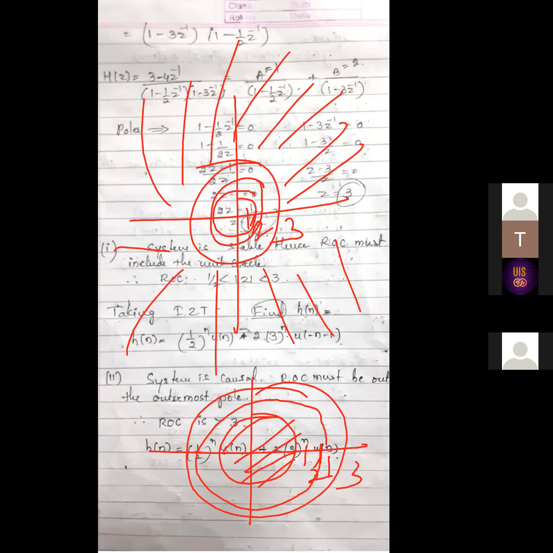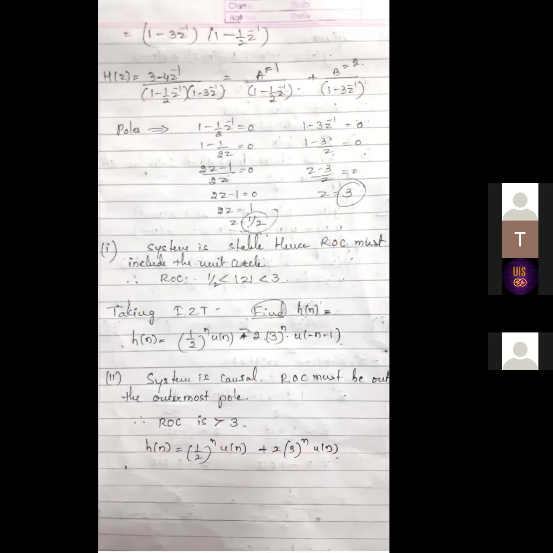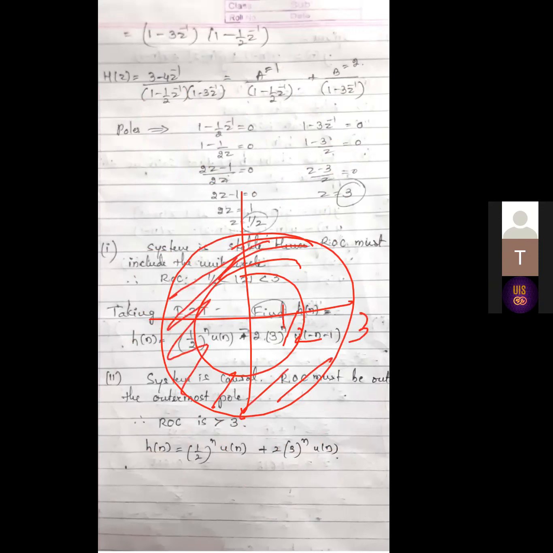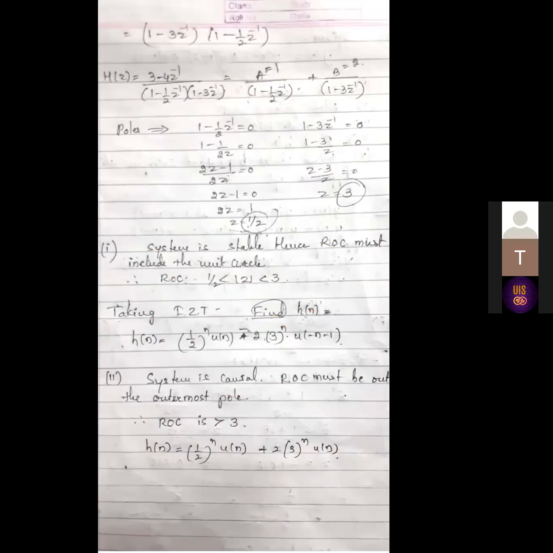Inside and outside will vanish. So the third possibility of properties of ROC will be, if I draw something like this, half and 3, and if I shade this area, then this ROC is including your unit circle, because this is your half, this is your unit circle, and this is your 3. So if I mark the shaded region ROC in between these two, it is including the unit circle. Hence, this is your ROC in between these two.